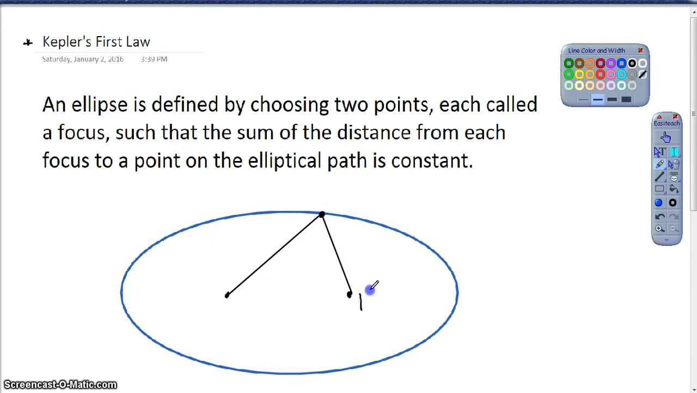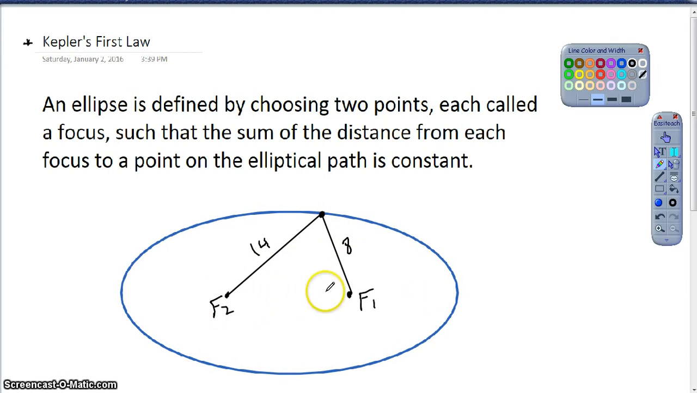Let's call these F1 for focus 1 and F2 for focus 2, not to be confused, of course, with forces. Hypothetically, if this distance was 8 and this distance was 14, then the total of 22, so 14 plus 8, should be constant no matter what point I choose on this ellipse.